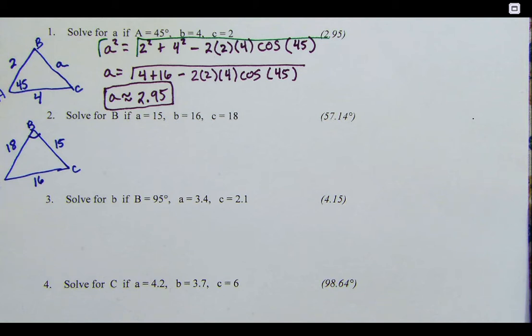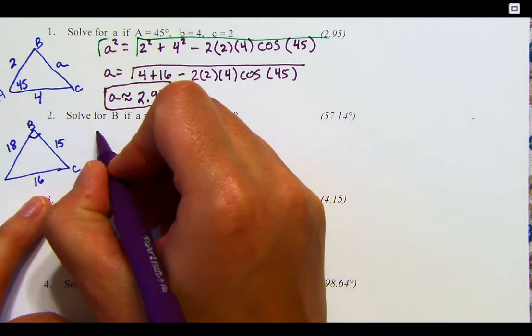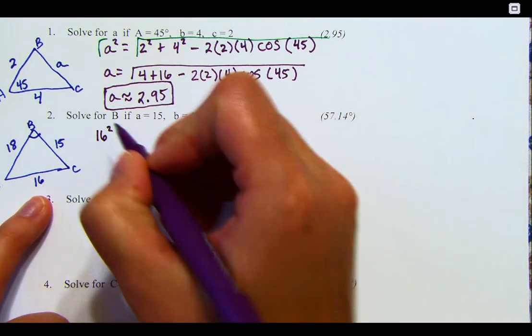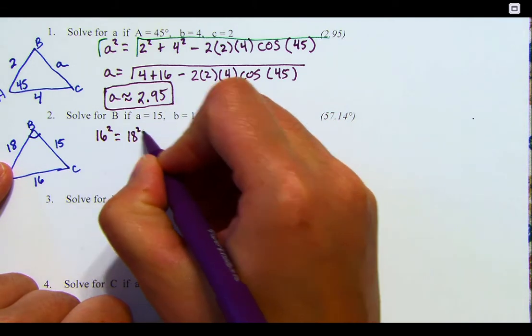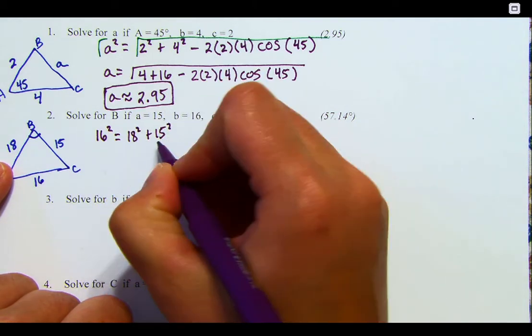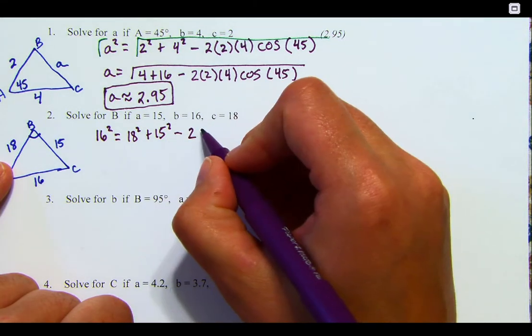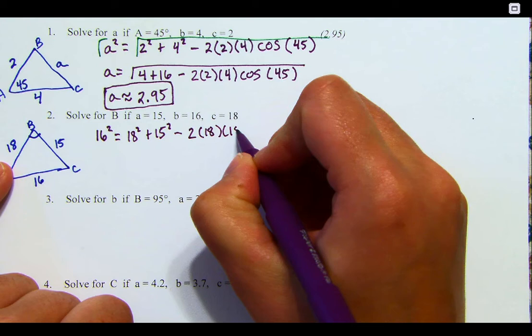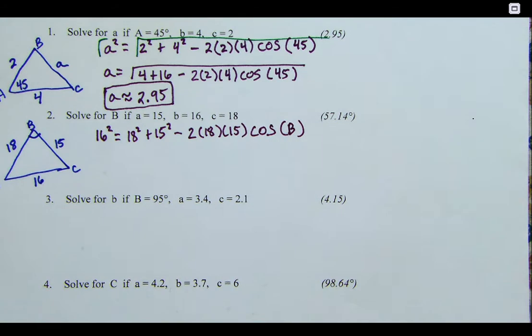Once we have the angle that we are trying to find, to start our formula, we always start with the side across from it. So if I'm trying to find angle B, that means in my formula I am starting with 16. So we are going to have 16 squared equals, and then my other two sides squared, 18 squared plus 15 squared. The order that you put those in doesn't matter. And then minus 2 times each of the sides, so 18, 15, and then the cosine of the angle that we are trying to find.